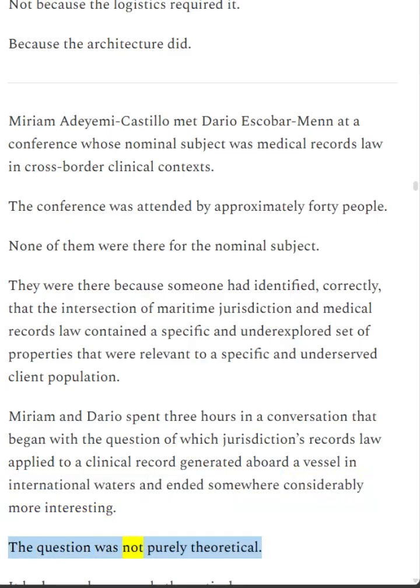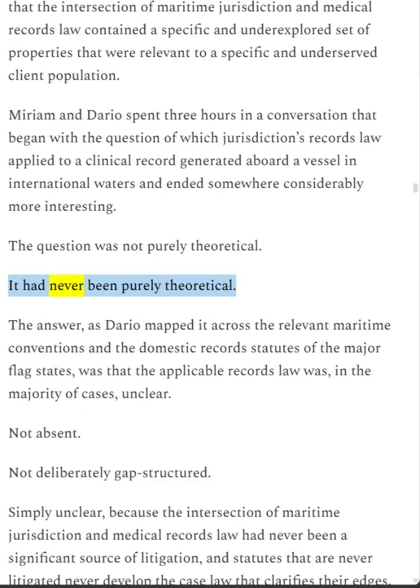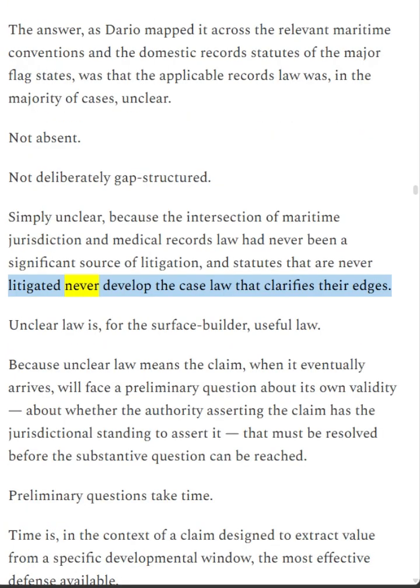The question was not purely theoretical. It had never been purely theoretical. The answer, as Dario mapped it across the relevant maritime conventions and the domestic record statutes of the major flag states, was that the applicable records law was, in the majority of cases, unclear. Not absent. Not deliberately gap-structured. Simply unclear, because the intersection of maritime jurisdiction and medical records law had never been a significant source of litigation, and statutes that are never litigated never develop the case law that clarifies their edges.